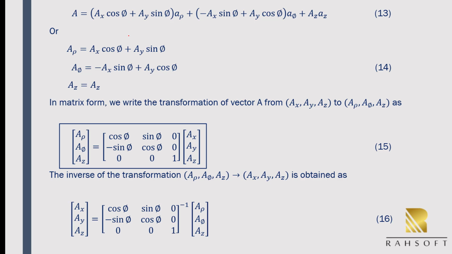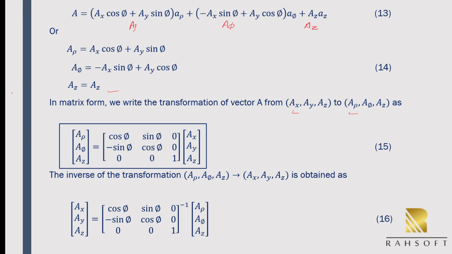Or you can write it as, this is the unit vector, this is vector ρ, this is vector φ, and this is Az. So you can write it as ρ equal to Ax cos φ plus Ay sin φ. φ is equal to minus Ax sin φ plus Ay cos φ. Az equal to Az.